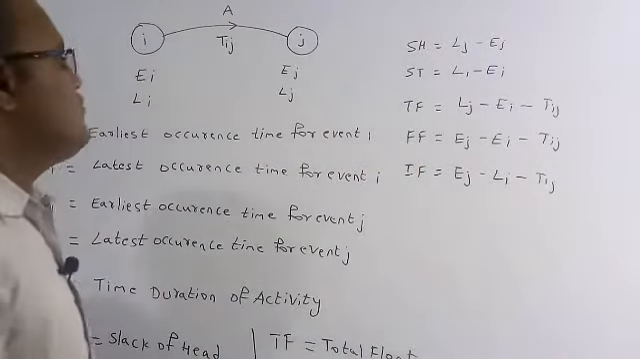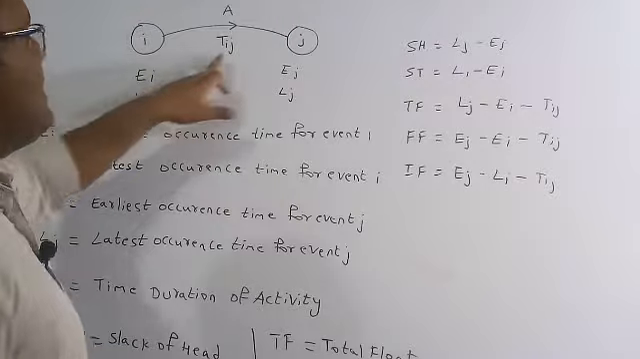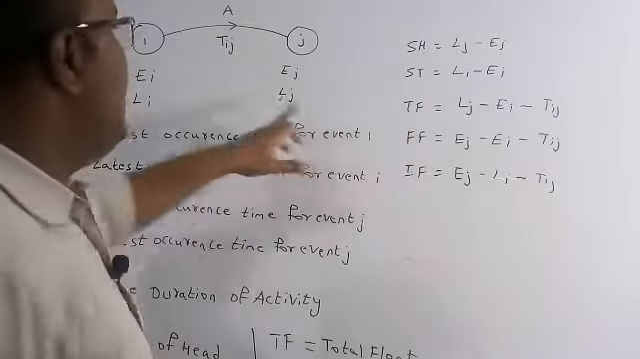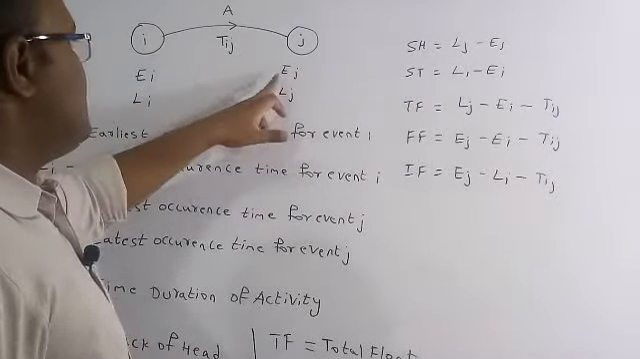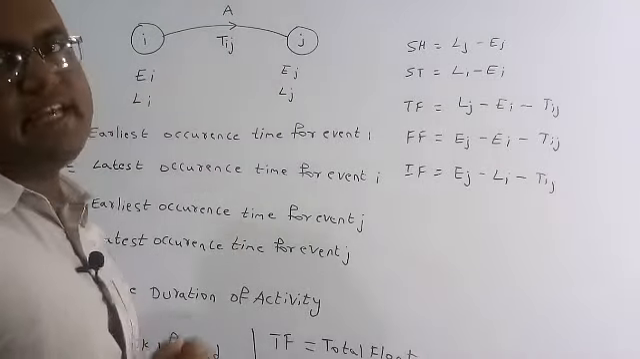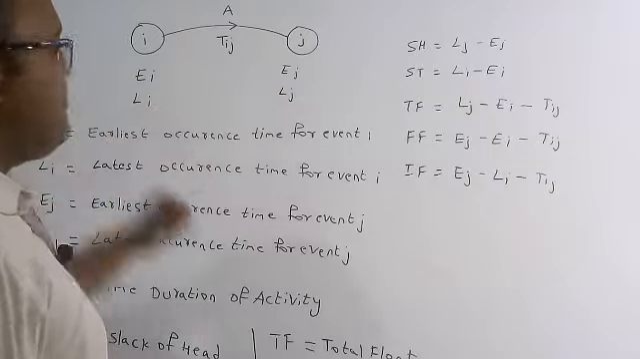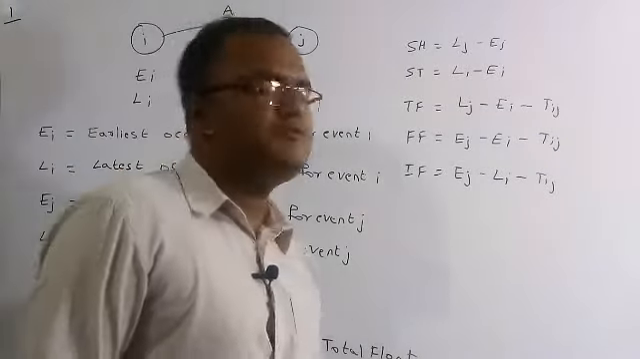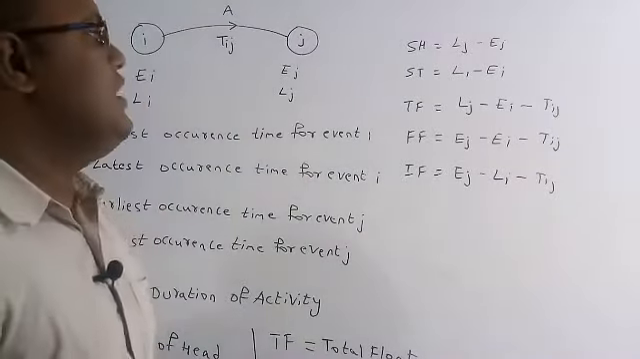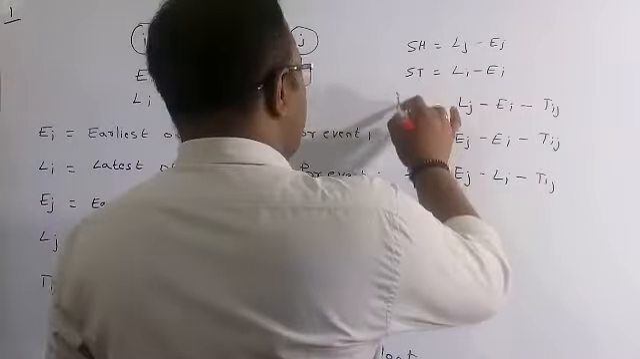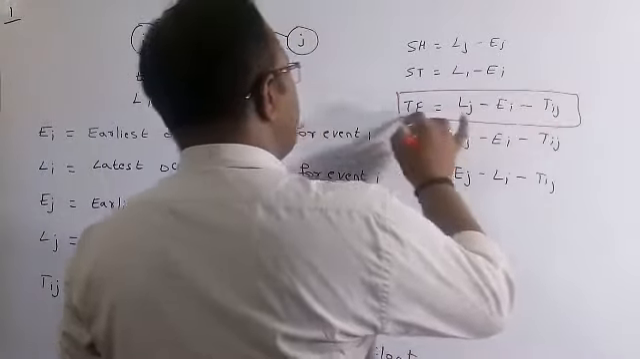The formula for the total float is nothing but Lj minus Ei minus Tij. This is for the total float, and free float is nothing but Ej minus Ei minus Tij, and similarly IF, the independent float, is Ej minus Li minus Tij. So these are the 5 formulas which are regularly asked in competitive examinations. In this question they asked what is the total float. So total float means this is the formula.